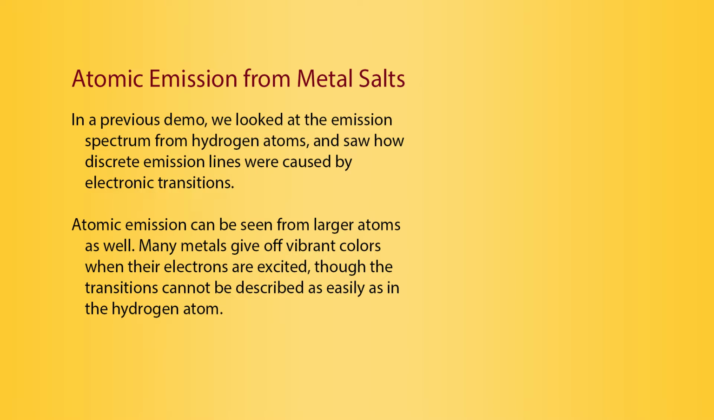In a previous demo, we looked at the emission spectrum from hydrogen atoms and saw how discrete emission lines were caused by electronic transitions. Atomic emission can be seen from larger atoms as well. Many atoms give off vibrant colors when their electrons are excited, though the transitions cannot be described as easily as in the hydrogen atom.